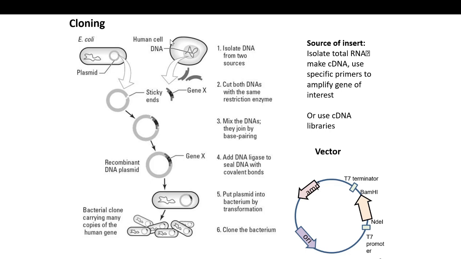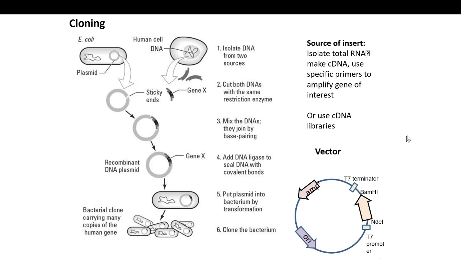Then we have a vector which should contain three basic features. One is the ori site, from where the origin of replication starts. Then a selectable marker, which generally consists of antibiotic resistance genes. And another site, the multiple cloning site. The multiple cloning site is the region where we will be cloning our construct.